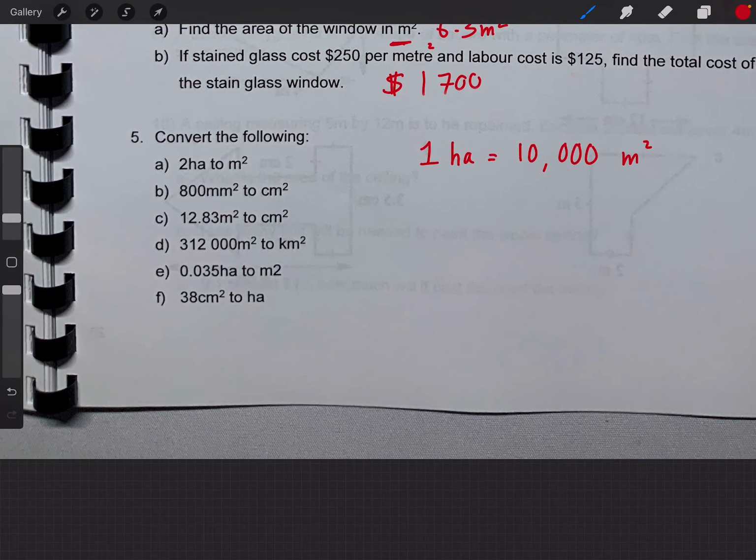So to go from hectare to meter square, we just times it by 10,000. That's how I get a 1 to turn into 10,000, right? Just times it by 10,000. Alright, so now if you have 2 hectares, that's 20,000, isn't it? Meter square. Alright, next one.